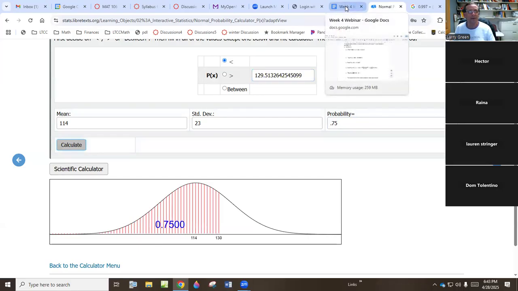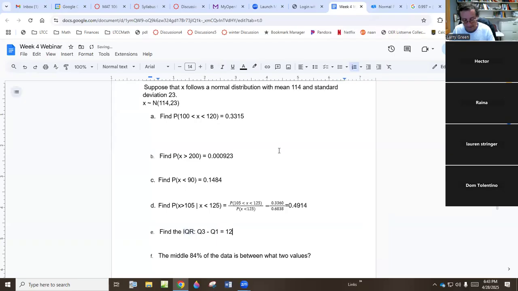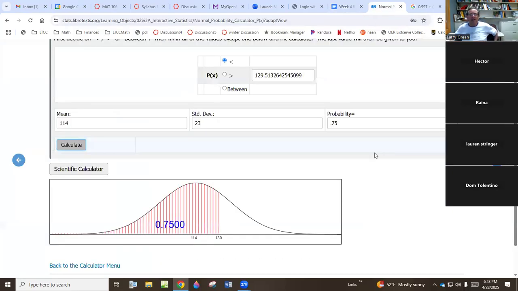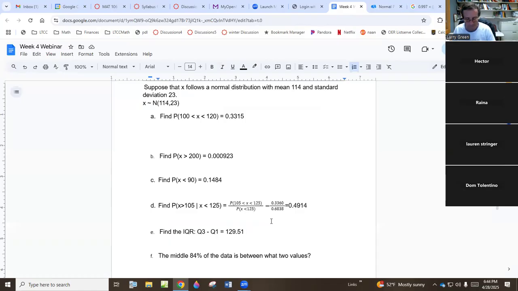Okay. So that's Q3, 129.51. And now I need to subtract Q1. What changes if I want to get Q1? So what do I have to change in my calculator if I want the first quartile? Yeah, I need to change the probability to 0.25. And again, I want this value of x, still less than some number, is now probability is 0.25. And I hit calculate. And that's about 98.49. So go minus 98.49.